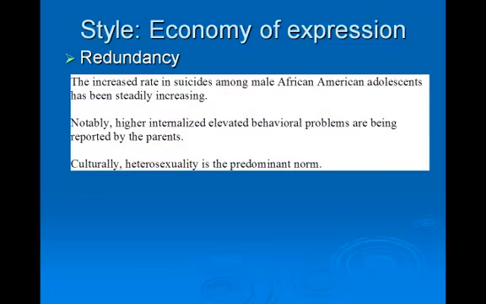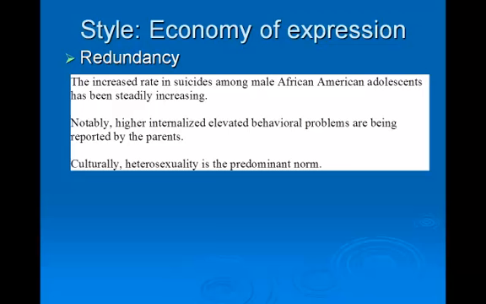Another way to optimize your economy of expression is to eliminate redundancies, saying the same thing more than once, and this can be done a couple of ways. Basically repeating the same word in the sentence. Other times it's repeating the same idea. So in the first sentence, the increased rate in suicides among male African American adolescents has been steadily increasing. Usually one of the ways for me to figure out if redundancy is there, I take out all kind of prepositional phrases. So I'd say the increased rate, blah, blah, blah, has been steadily increasing.